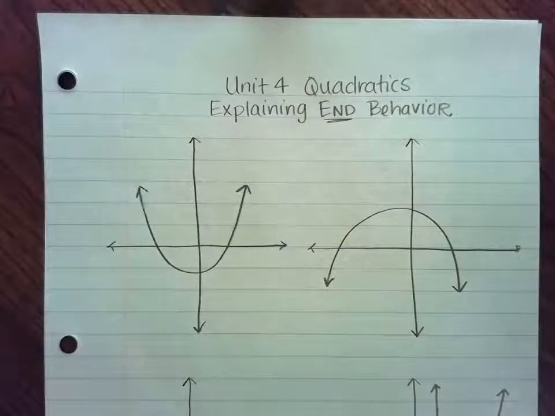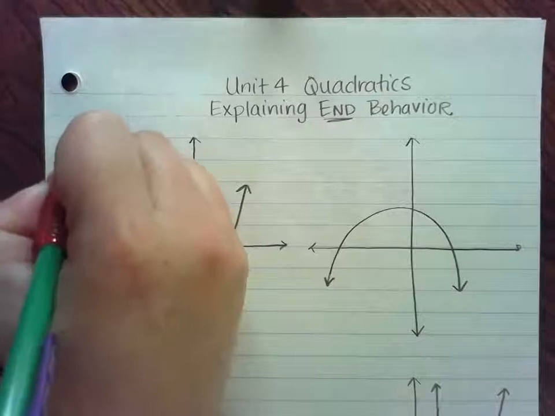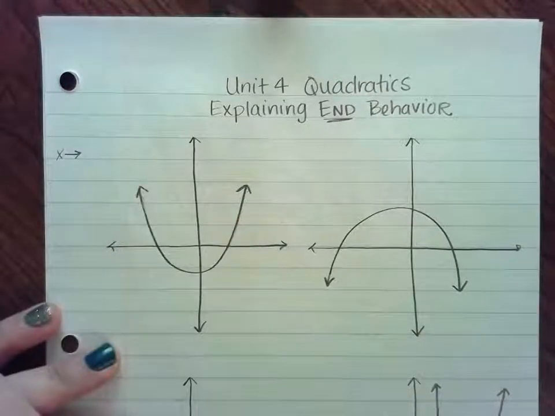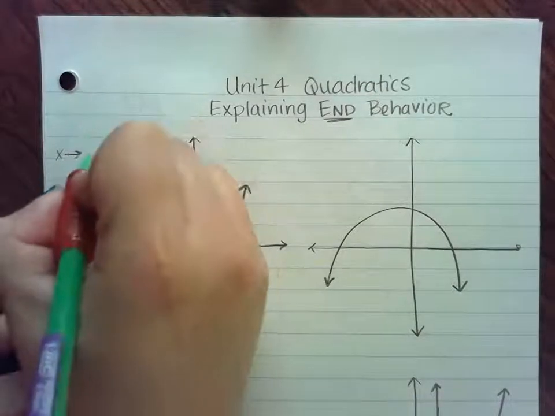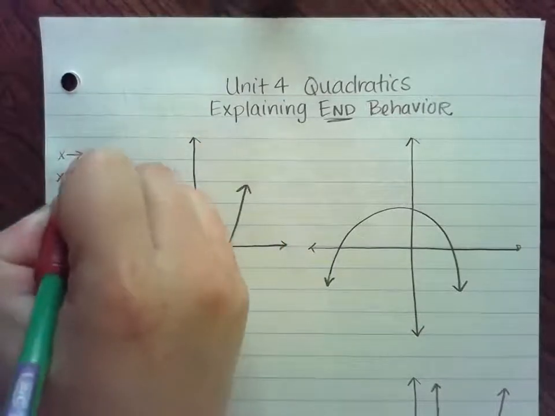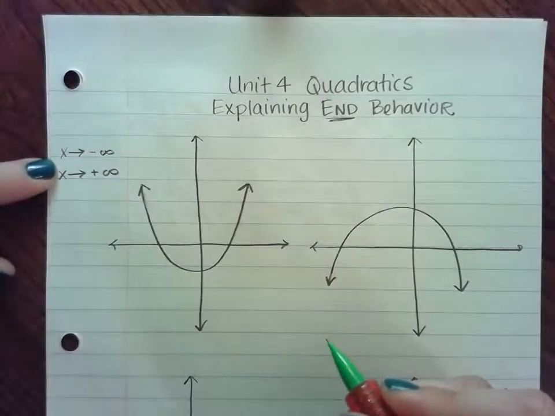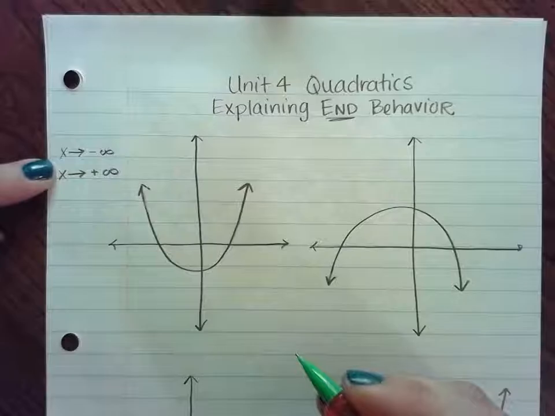So mathematicians write out how the ends are pointing, whether they're pointing up or pointing down, and we write it in a specific way with our math symbols. This is how we're going to write it. Every end behavior answer starts out the same. It's always: as x approaches negative infinity and as x approaches positive infinity. This will always be the same every time you write your end behavior answer.